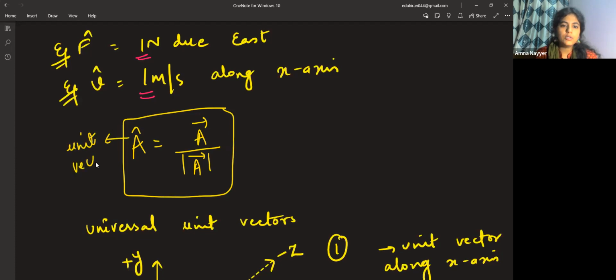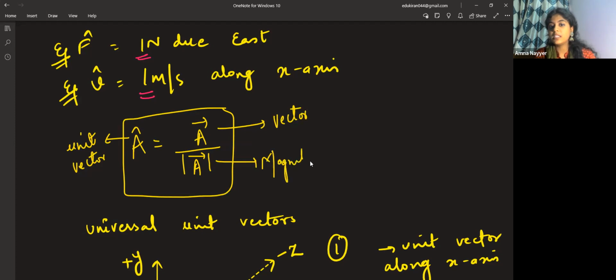This is the unit vector. This is the complete vector quantity. And this is the magnitude of the vector. This is the magnitude of the vector. This is the formula only. By the name of the formula, you just have to remember this. Wherever you see this symbol, this means suddenly magnitude comes.